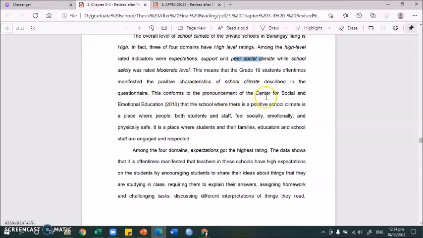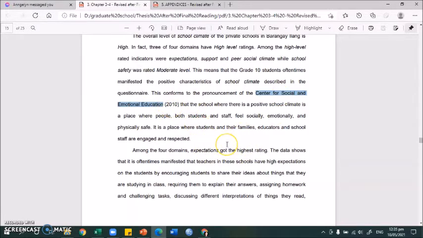This result conforms to the result of this one. Okay? So, they are parallel. And take note here, yung literature natin, hindi kagaya the way it's presented in RRL. Kasi sa RRL, yung source ng literature nilalagay natin dito sa ending. Okay. So, ginagawa, itong Center for Social and Emotional Education, nilalagay dito sa end ng statement. And then, yung year. Okay.